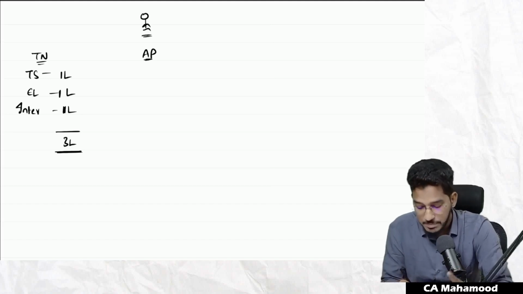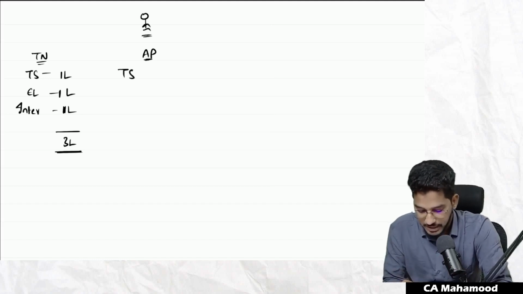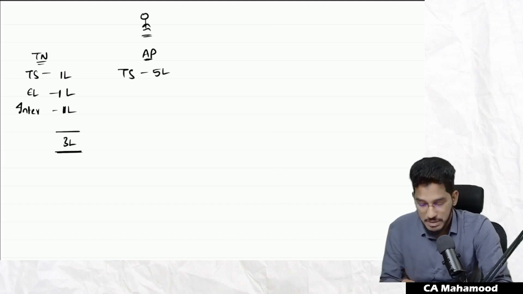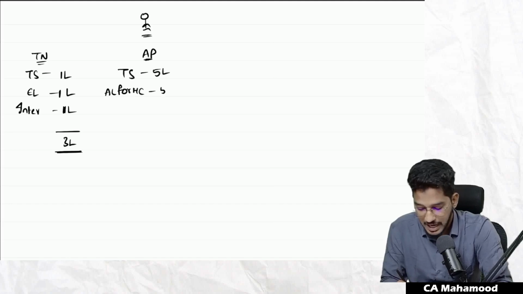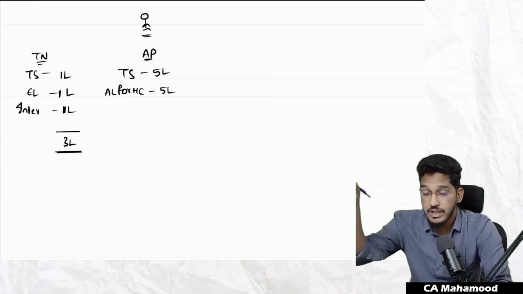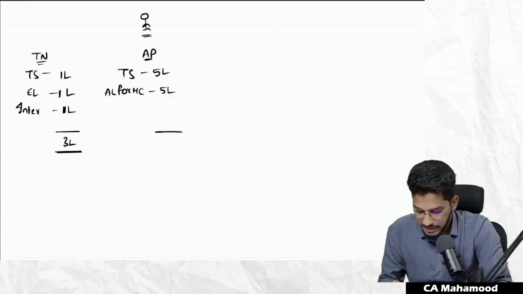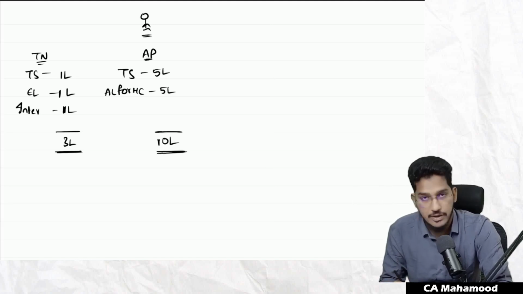Now I have a place of business in AP also. From the AP place of business, I made a taxable supply of, assume, 5 lakh rupees. In the AP location, I am also selling alcoholic liquor for human consumption. From this business, I made another 5 lakhs. Should I consider it in aggregate turnover? Yes. Why? Because you have to include turnover from non-taxable supply also for the purpose of calculating aggregate turnover. So from the AP location, I made a turnover of 10 lakh rupees.